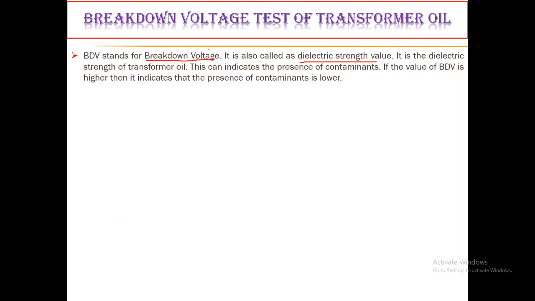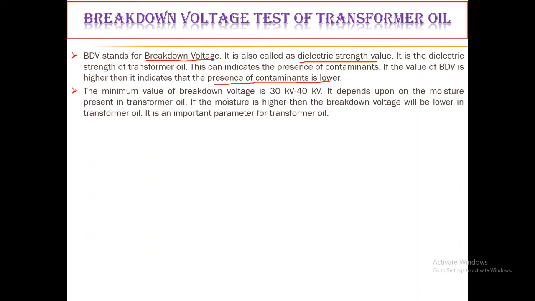Okay, so the BDV value obviously defines the dielectric strength of the given dielectric material. It may indicate the presence of contaminants, because if you are considering impurities, obviously you will observe a breakdown voltage magnitude lower than the expected one. So if the value of BDV is higher, it indicates that the presence of contaminants is lower. One can identify the purity of a liquid dielectric just by performing these breakdown voltage studies.